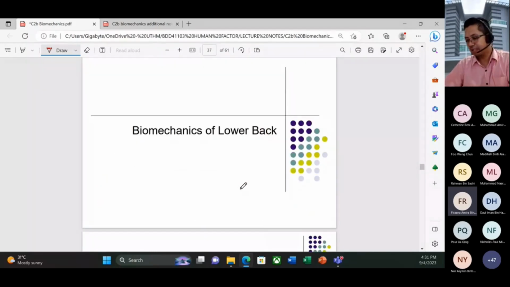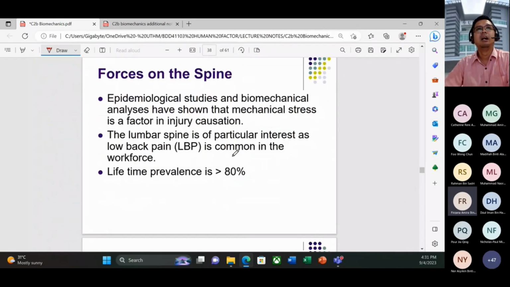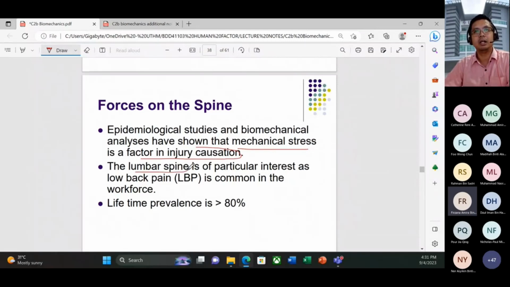Let's look at the detail. In ergonomics, the main issue related to manual handling is lower back injury. To learn about the biomechanics of the lower back, this is our main topic, focusing on the lower back. What is the force on the spine? Empirical study and biomechanical analysis have shown that mechanical stress is a factor in injury causation. Please remember the word lumbar spine. It is of particular interest because lower back pain, LBP, is common in the workforce.